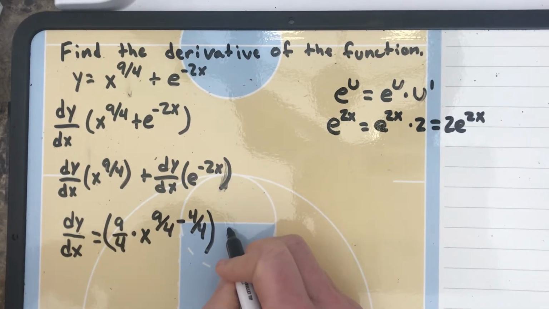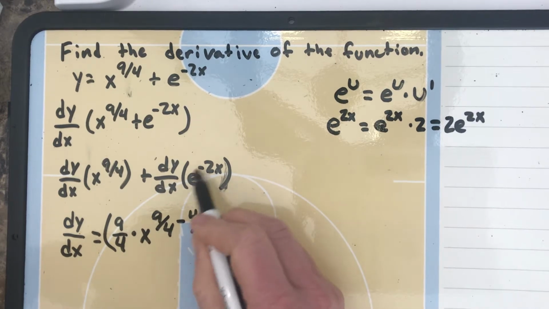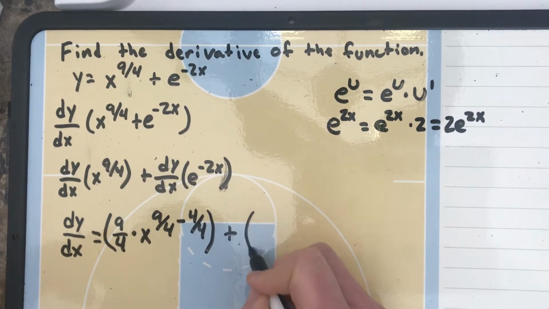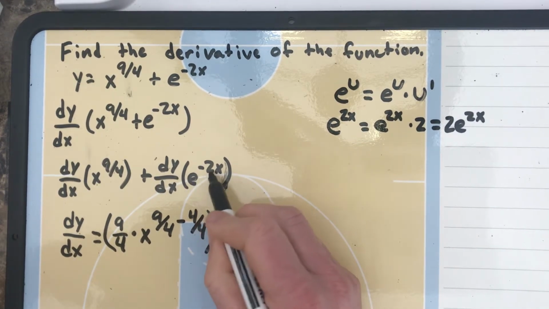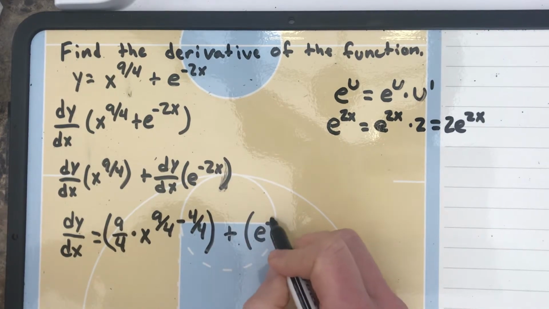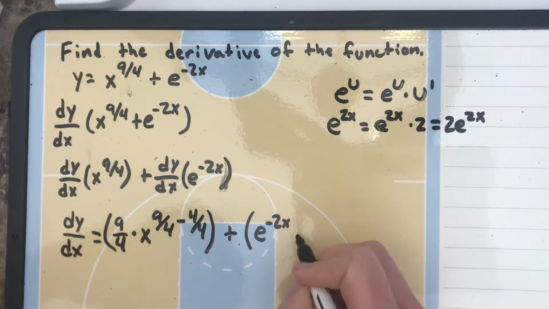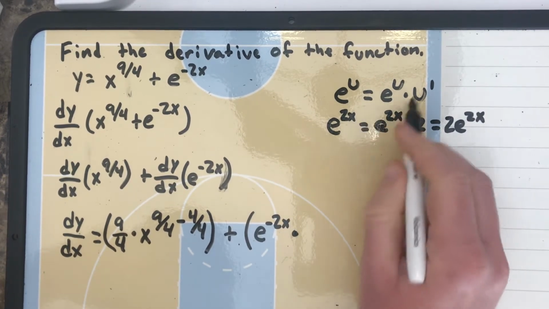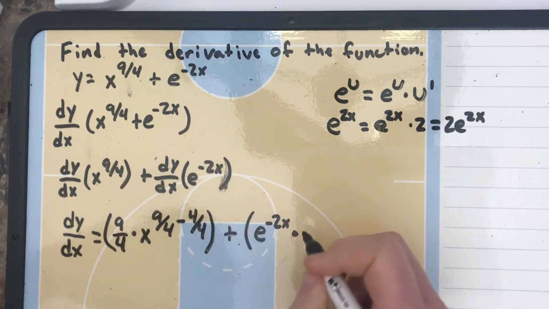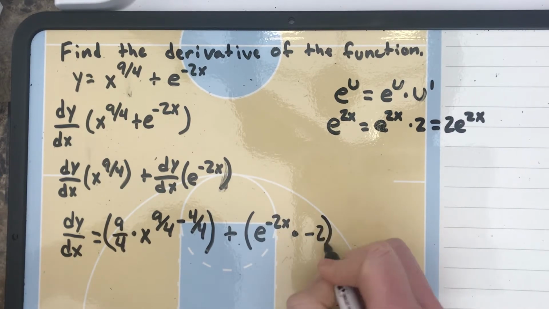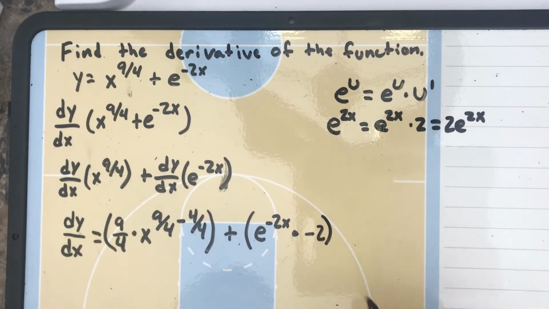And then I'm going to add that to the derivative of this function, which is going to be, remember, I take e to the negative 2x and I write it. And then I take the derivative of negative 2x. Well, that's just times, coming back to this, times negative 2, because the derivative of negative 2x is negative 2.